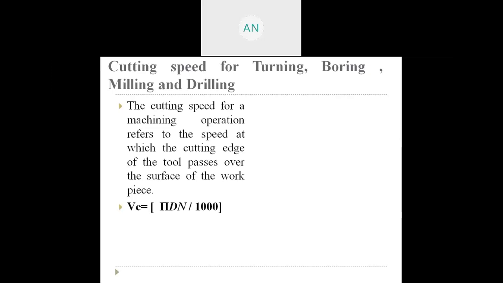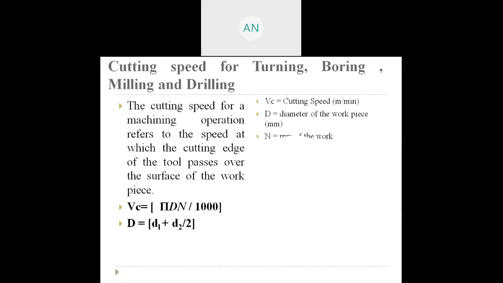For calculating this cutting speed, this is the normalized formula. V is your cutting speed, where D is the diameter of the workpiece. If the workpiece is hollow, you have an internal as well as an external diameter, then you need to take a cumulative average of the diameter D. N is the RPM, revolutions per minute, how much the workpiece is rotated.